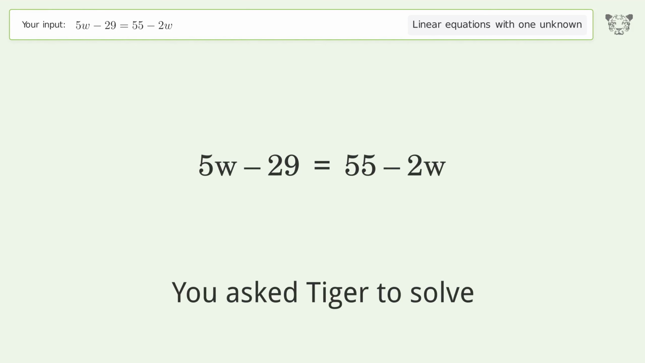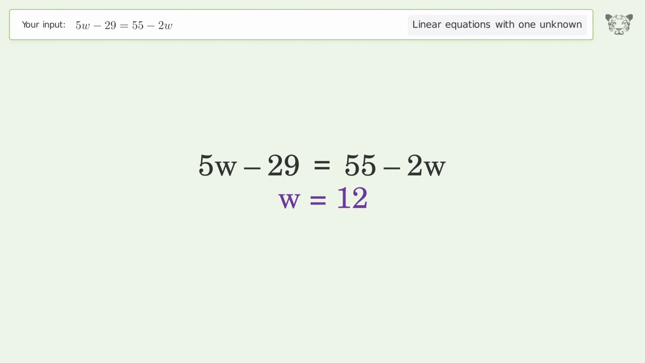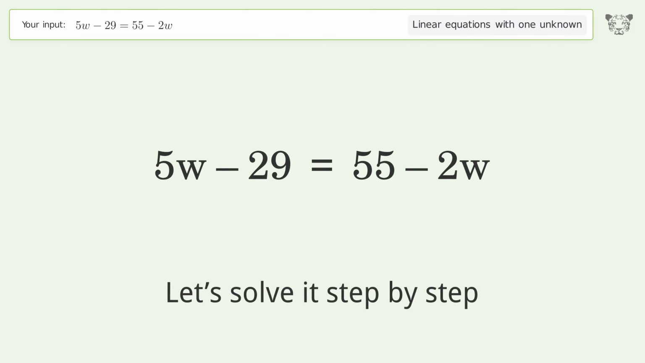You ask Tiger to solve. This deals with linear equations with one unknown. The final result is w equals 12. Let's solve it step by step.